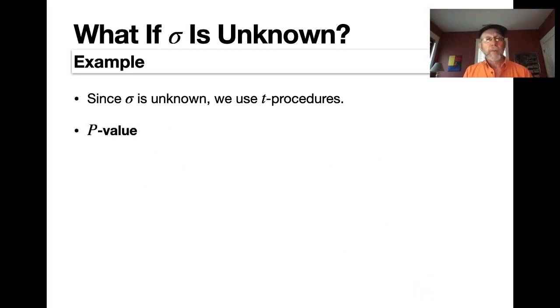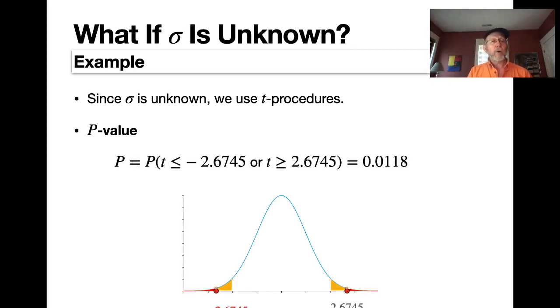What about the p-value? Well, the p-value again is the probability of all t-scores in this case that are more extreme than our t-score. And so our t-score was negative 2.6745. It's a two-tailed test. So the p-value would be the probability of all t-scores that are less than negative 2.6745 or greater than 2.6745. And so you're looking at the two-tailed computation of a probability for the t-distribution that turns out to be 1.18%.